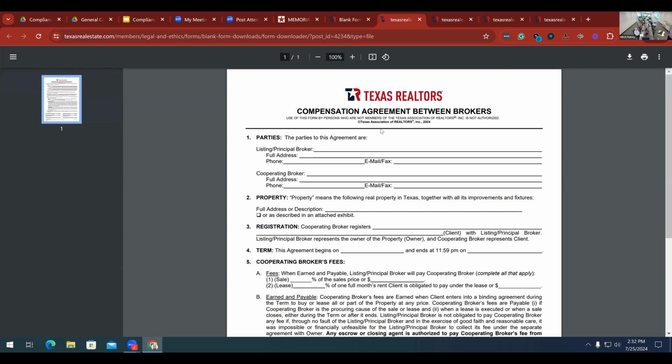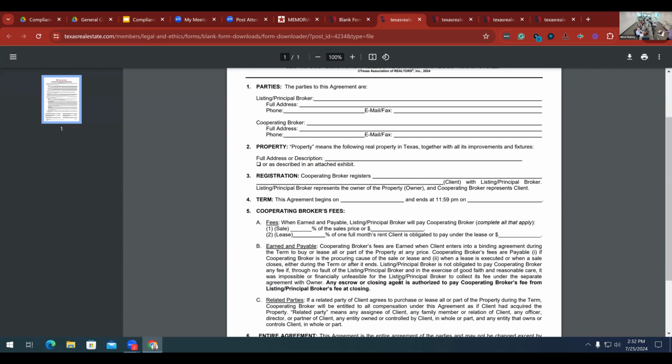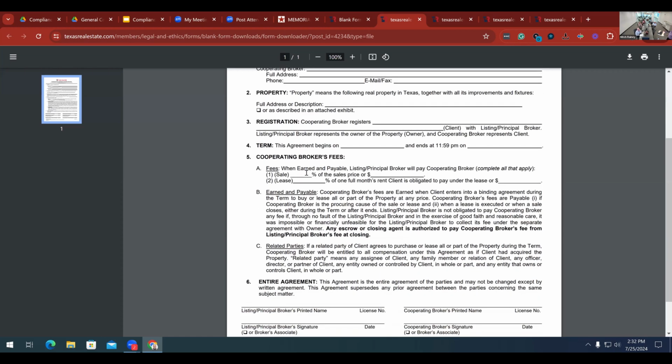Cooperating broker registers Mr. and Mrs. Smith. This agreement begins on... just like Bill said, I would put the date that you're contacting them, and maybe 6 months, how long you think it's gonna last. And then when earned and payable, listing broker will pay cooperating broker X amount. This is getting it in writing when I just talked to you before.